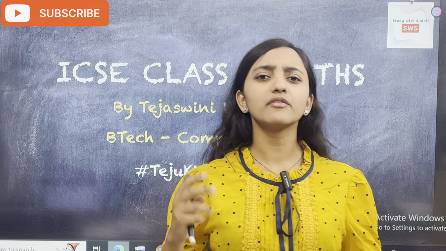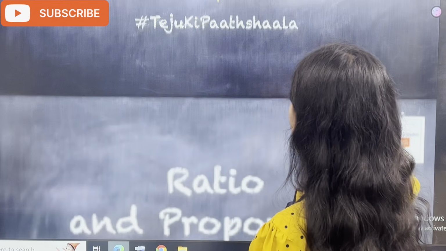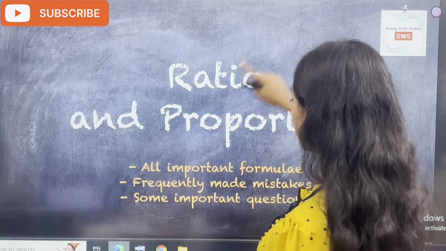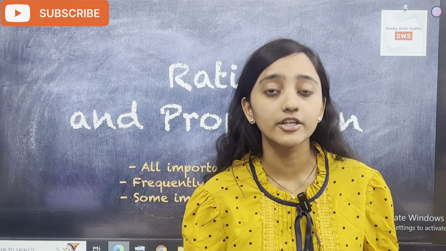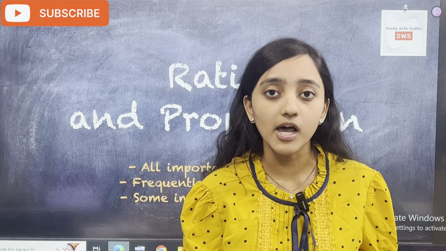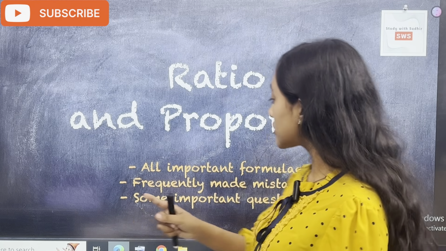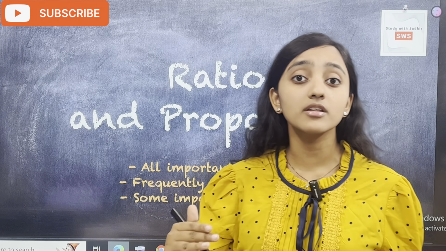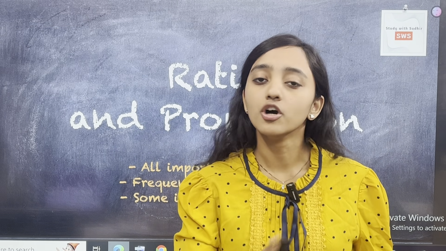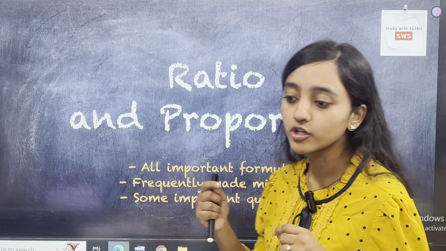Let's get started with the first chapter which we are going to be doing as part of this particular series, this bullet short course, and this is called Ratio and Proportion. So what are we going to be doing through this particular video? We are going to be going through all the important formulas of this chapter, all the concepts that you need to know. We are also going to be talking about what are the frequently made mistakes by your seniors and super seniors which you should not repeat. Also, we will be doing some very important questions.